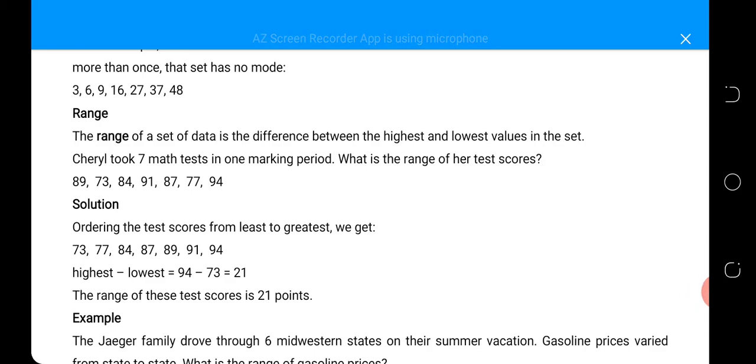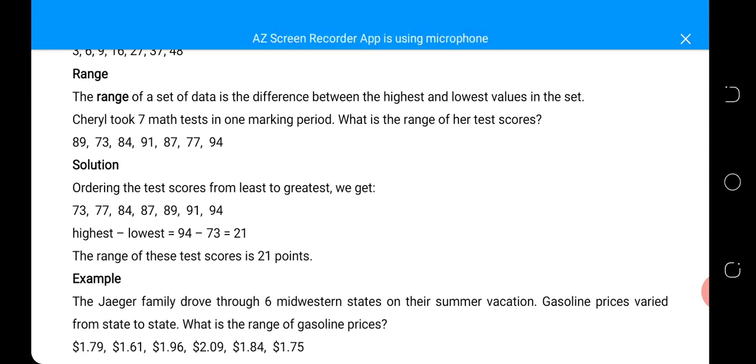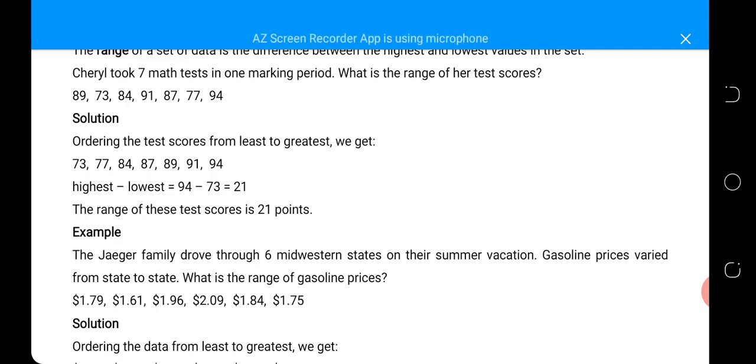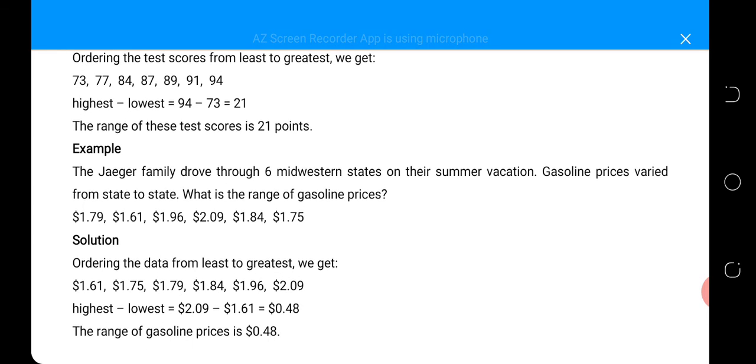Range. The range of a set of data is the difference between the highest and the lowest values in the set. For example, Cherry took 7 mathematics tests in one marking period. What is the range of her test scores? Solution. Order the test score from least to the greatest. We get this. Then highest minus lowest will be 94 minus 73 to give us 21. The range of this test score is 21 points.